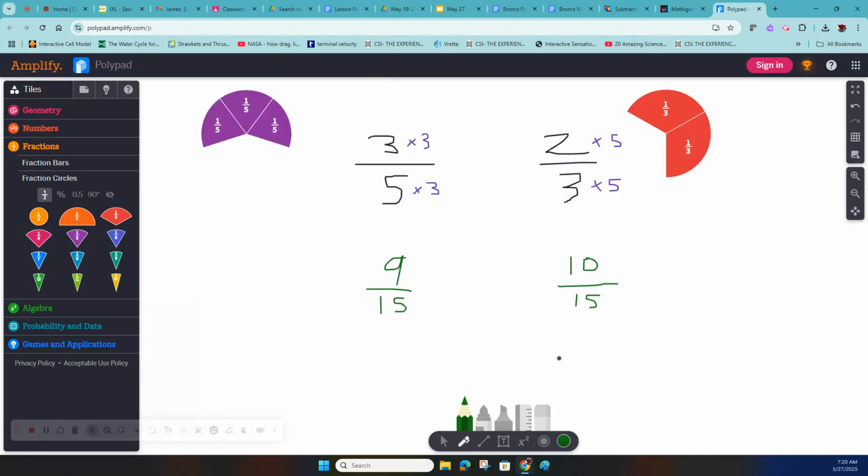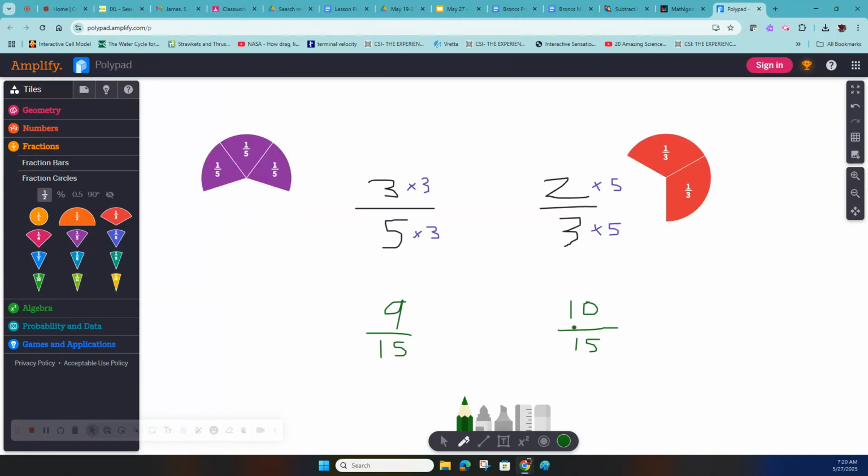And check it out. We've got a common denominator. Both these fractions are out of 15ths. And now, because we're talking about the same thing, the same size of a pizza slice, it's really easy to compare. So if you're eating pizza, and if you're like me, and you want to eat as much as you possibly can, what would you go for? 10 15ths or 9 15ths?